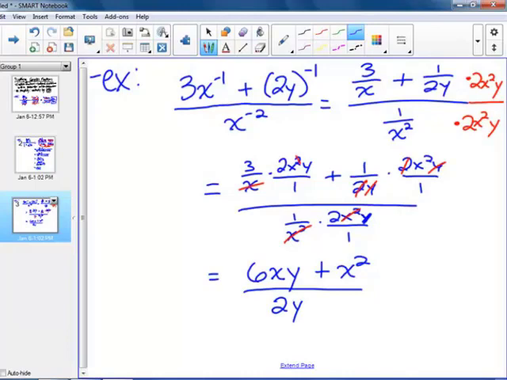2y. And it looks like I could factor out an x on top, but it doesn't look like it's going to get me anywhere. It's not going to lead me to be able to cancel anything. So I'm just going to leave it how it is. So now it's just a regular rational expression, not a complex one.